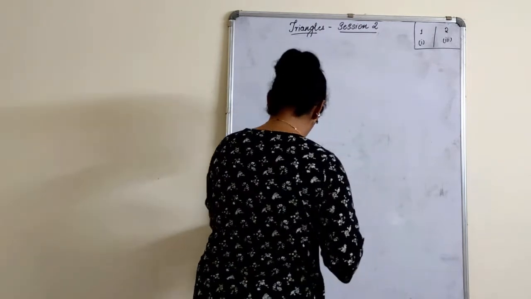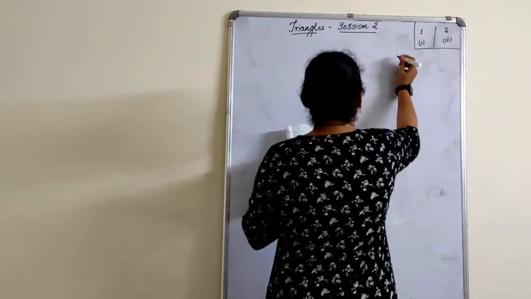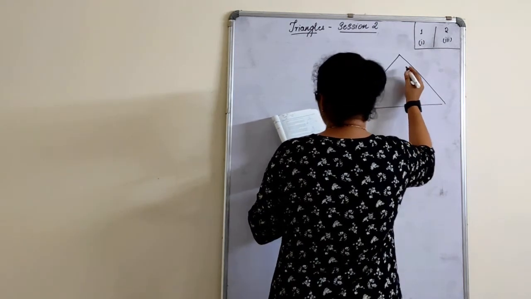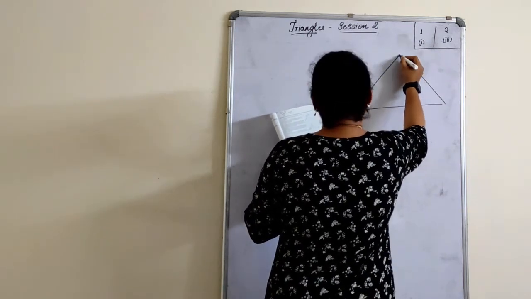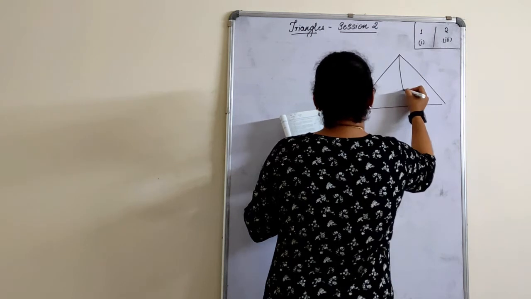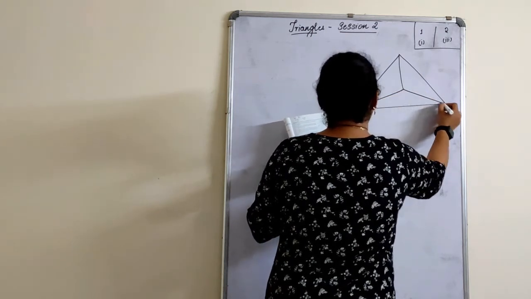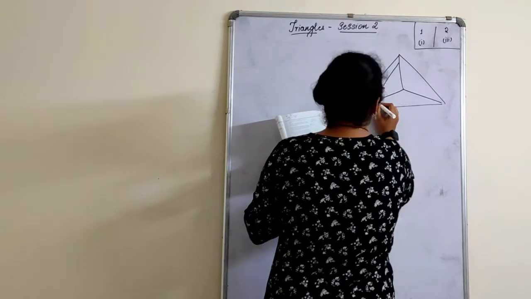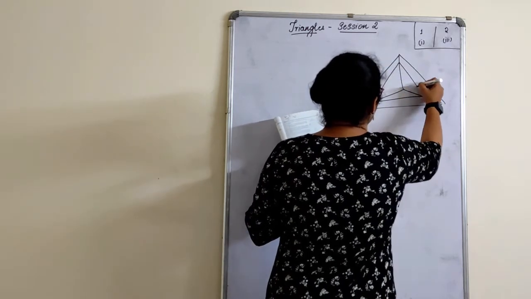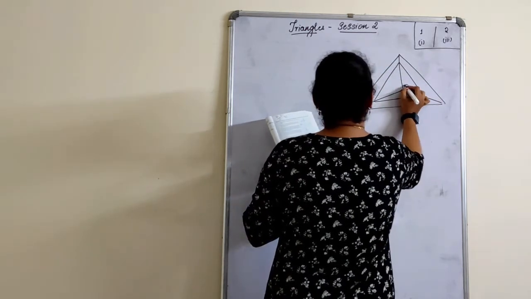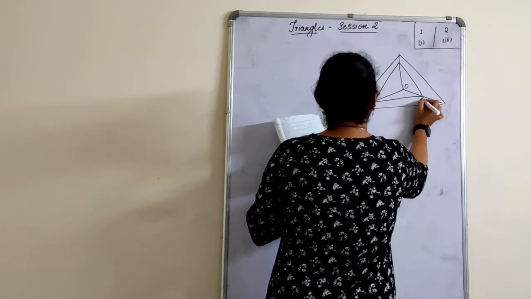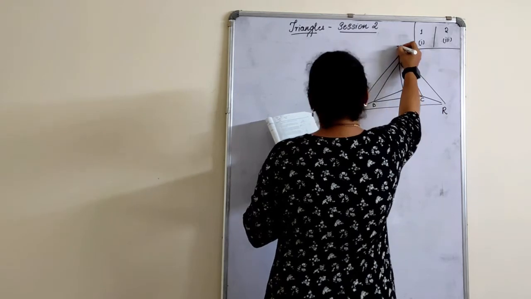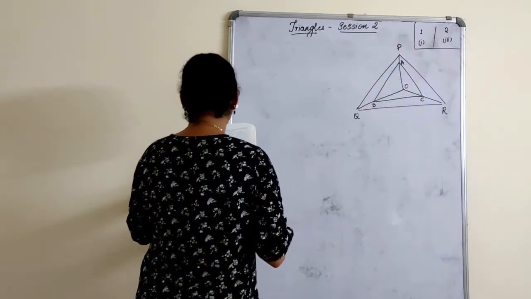Okay, look at the figure. Two triangles, one inside the other, are given. Okay, let's see what we have to prove. This is B, C, this is Q, R, this is A, and this is P.